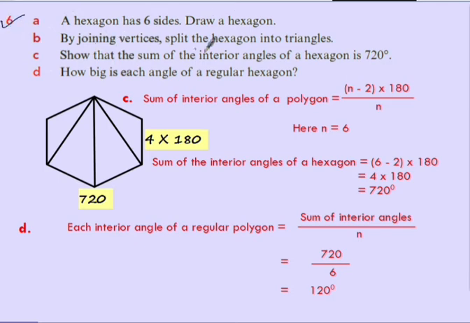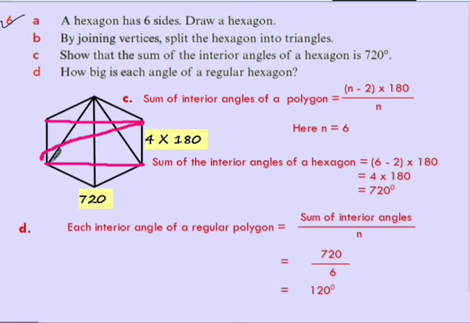A hexagon has 6 sides, so draw a hexagon. I have drawn a rough diagram; you can also make a diagram. Then we can take any hexagon and join the vertices. I have joined the vertices this way, but you can join the vertices in another way also. You can join these two and these two, and then you can make the triangle here.